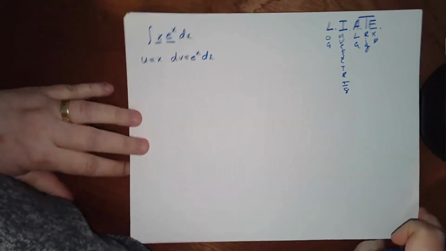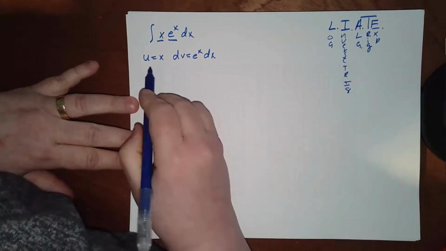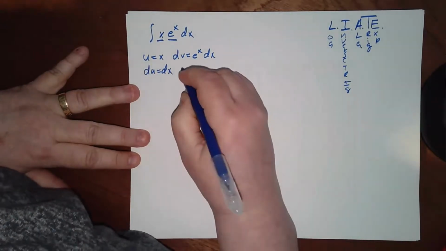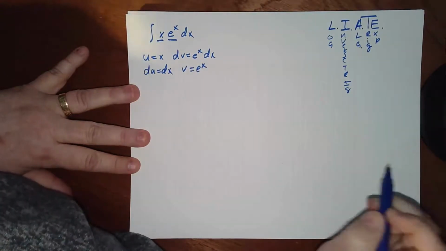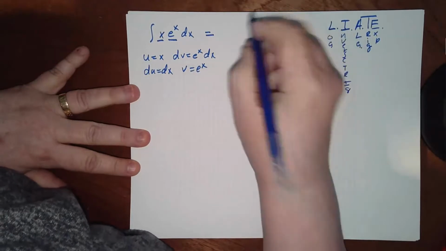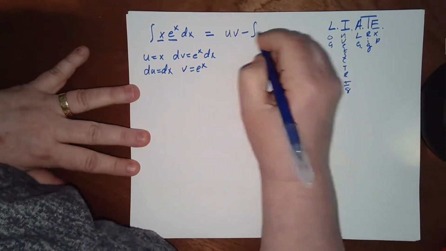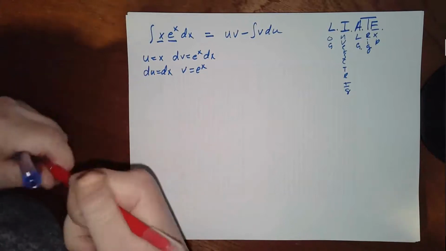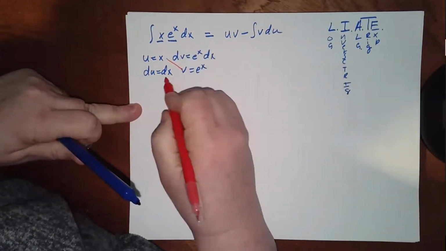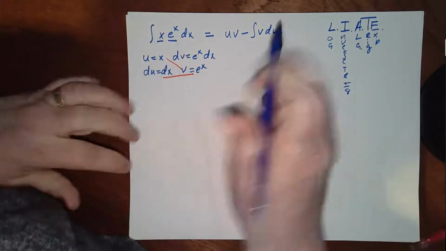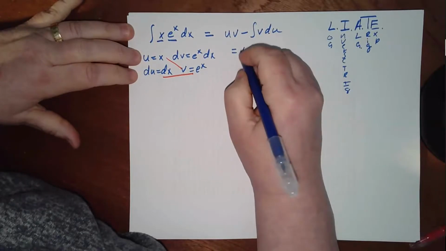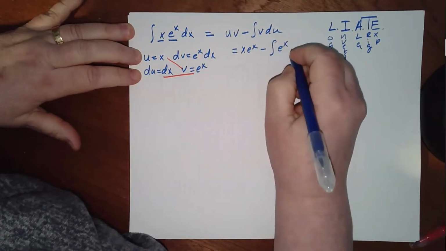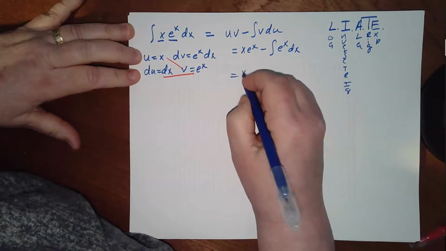But here I have an algebraic expression. I've got u equals x. If I take the derivative of my u, the x goes away. If I integrate my e to the x, it's still e to the x. Okay, fine. So my formula says I want to have u times v minus the integral of v du. I visualize this typically because I always write it this way: this guy goes out front, and this is in the integral. So uv is x e to the x minus the integral of v du, which is e to the x dx. That's easy to integrate.